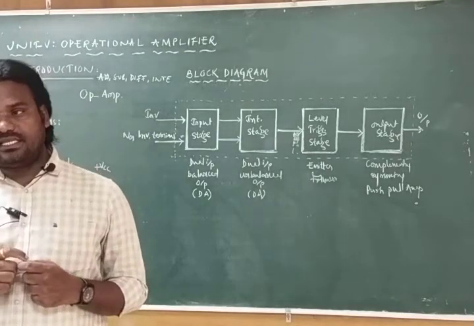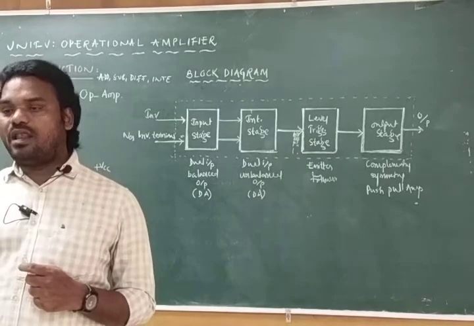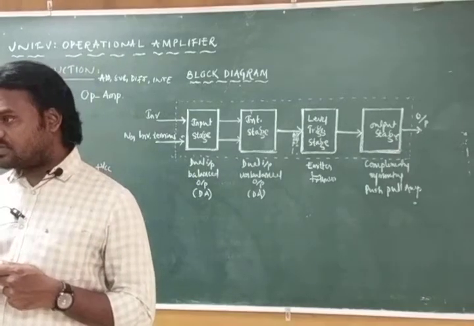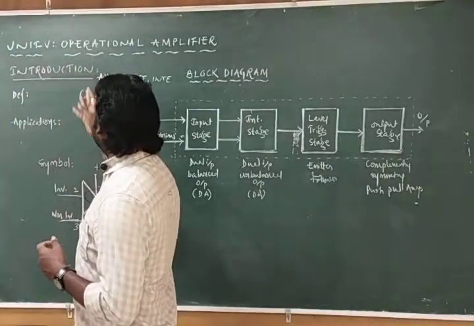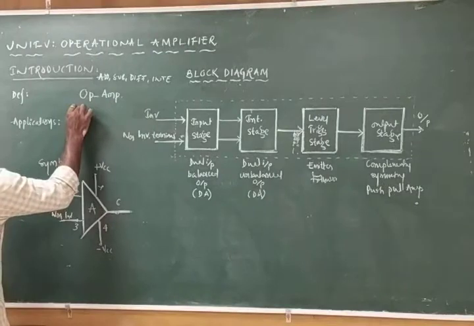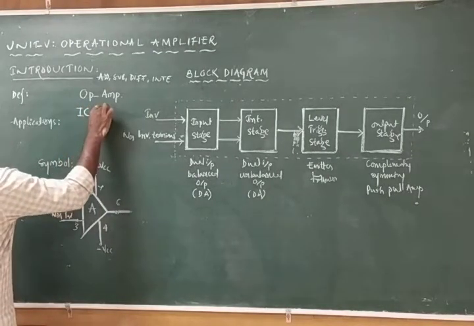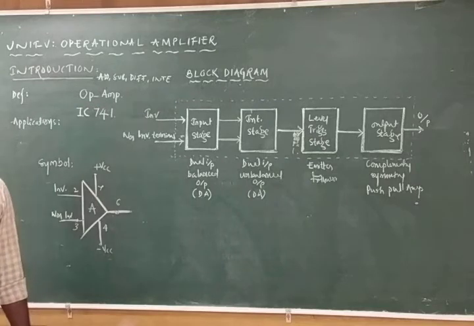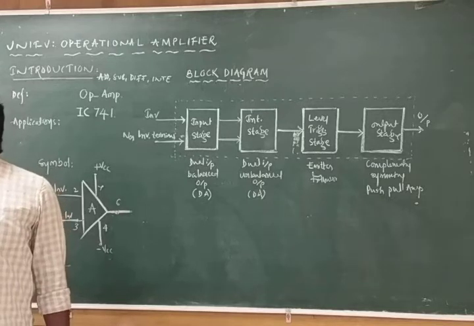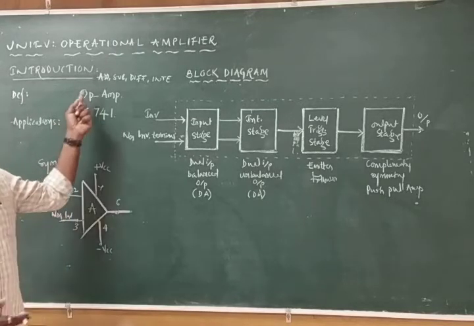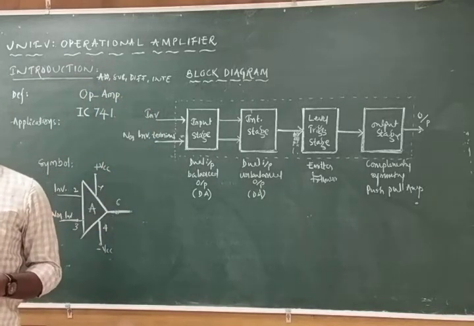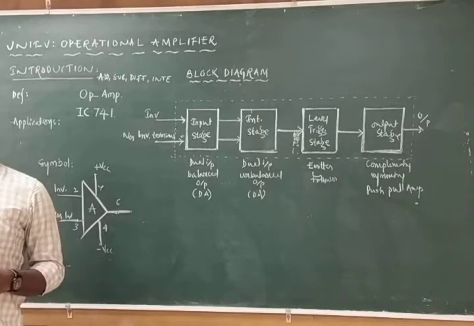IC, have you heard about ICs? An IC is a small electronic component that can provide many functions. So we will be getting this op-amp in the form of an IC. That IC number is IC741. Whenever you see the IC741, you have to understand it is an operational amplifier which can perform addition, subtraction, differentiation and integration. I hope I am very clear. The operational amplifier definition is very clear.